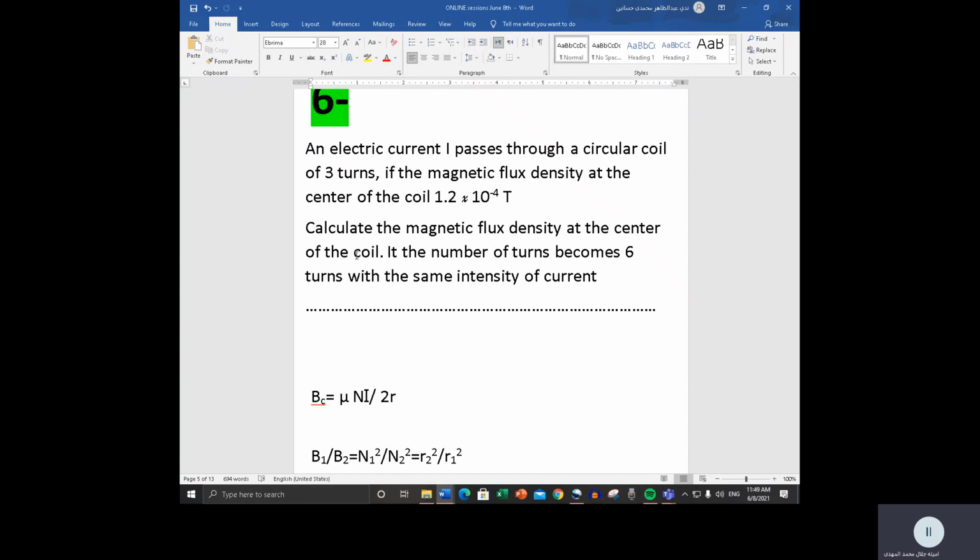Let me repeat again what's needed. He needs us to calculate the magnetic flux density when the number of turns of the coil becomes 6 turns, because in the beginning, the number of turns was 3 and then changed into 6. All right. Now, I have here the value of the magnetic flux density in the beginning, which is 1.2 10 to the power of -4 Tesla. And he wants it in the second case.